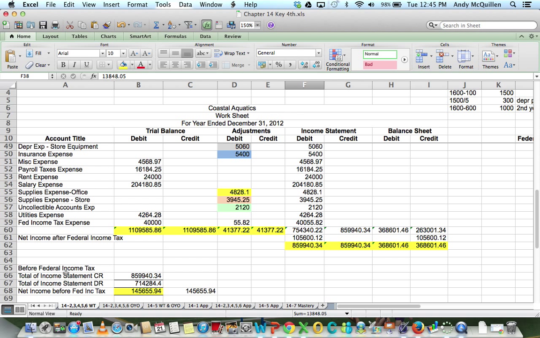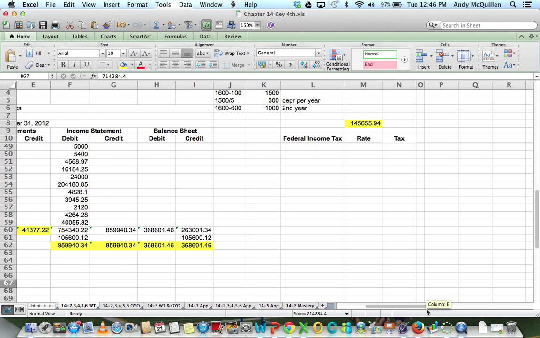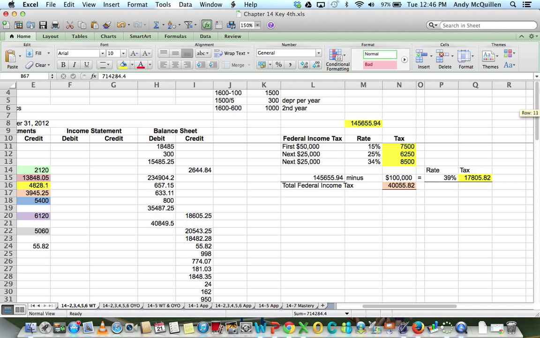You go down below where it says total income statement credit, and you can see this one does not change. It's going to be $859,940.34, but the debit number is going to be a little bit different without the $40,000 in there, and that number will be $714,284.4. And you subtract those two, and you get your net income before federal income tax, which is $145,655.94.